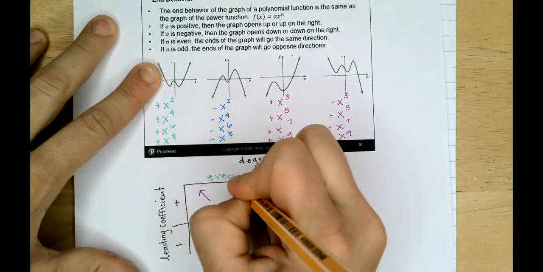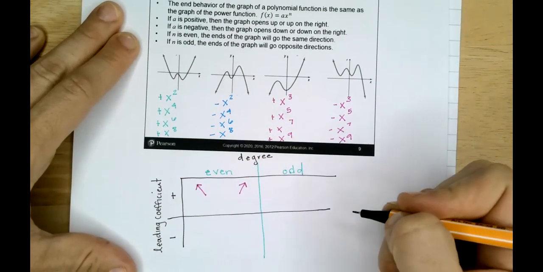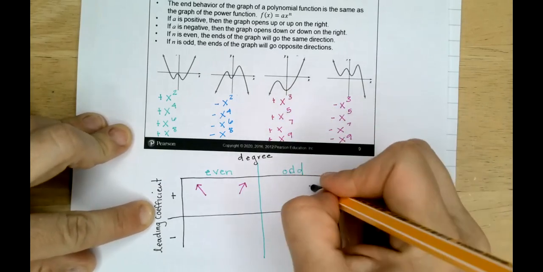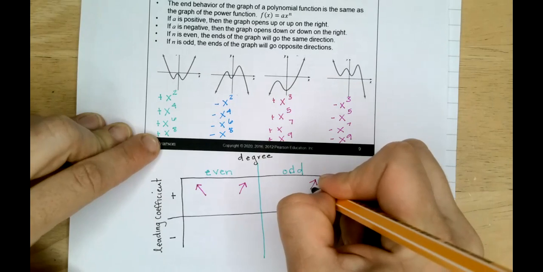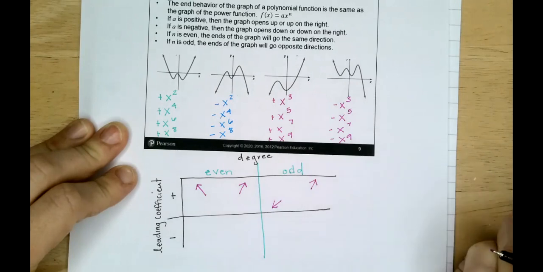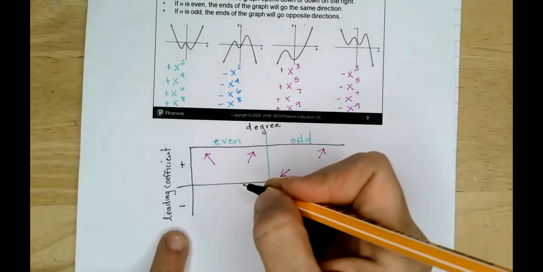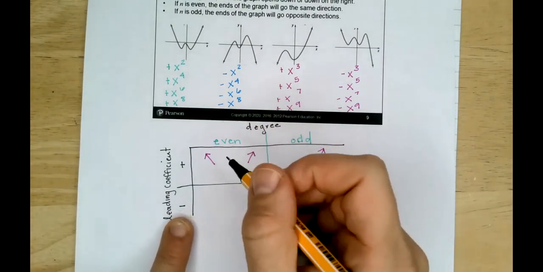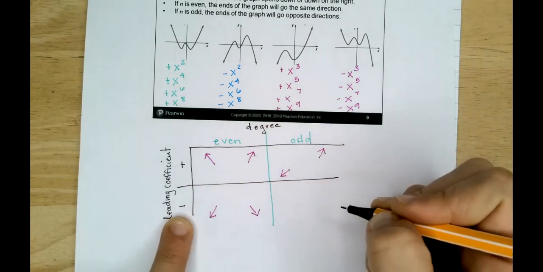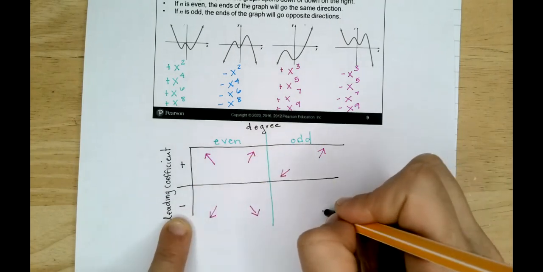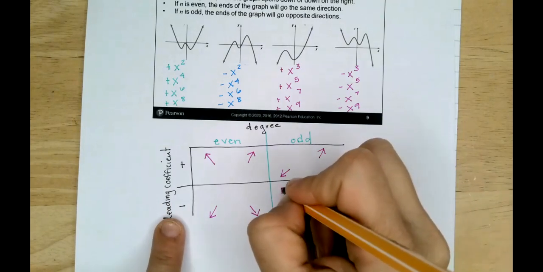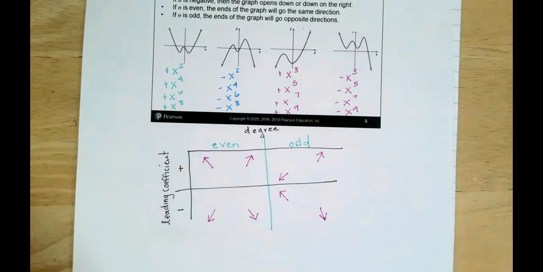then to the left and to the right, it will be moving in a positive direction. If I have a positive coefficient, but it's an odd degree, then it will be going up to the right, but down to the left. If my leading coefficient is negative and it's even, they will both be going down to the left and to the right. And if my leading coefficient is negative and it's odd, it's going to be going down to the right, but it's going to start up to the left. Okay?